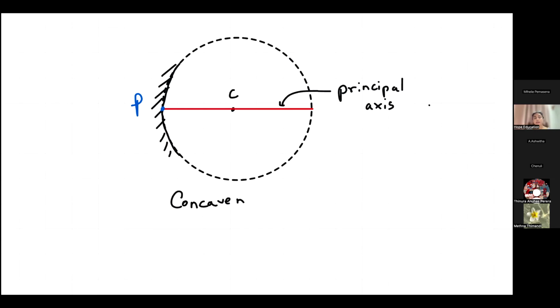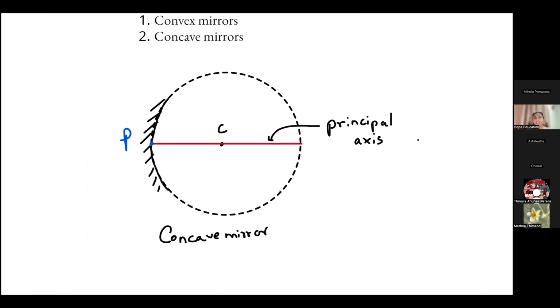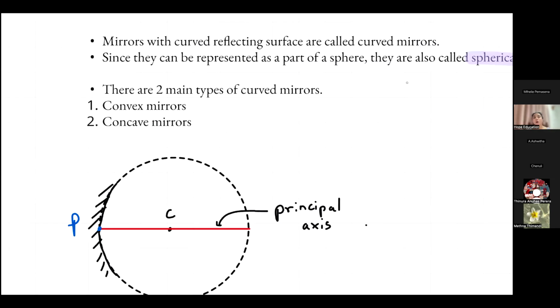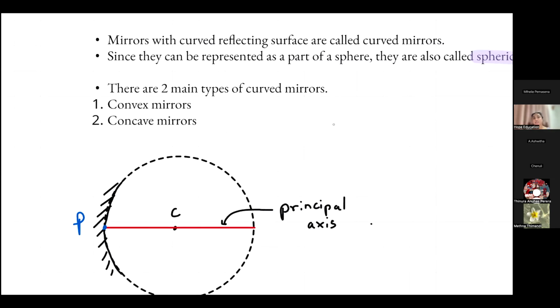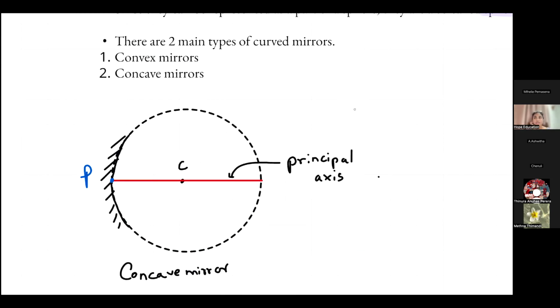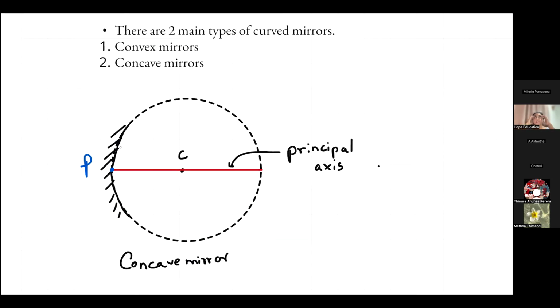Since a concave mirror can be imagined as a part of a sphere, we call it a spherical mirror. And also it has a curved reflecting surface, so we call it a curved mirror. So this is a curved mirror and also we call it a spherical mirror. Again, let me tell you, we are imagining a glass sphere, just imagining, it's hypothetical. ඇත්තටම හැම concave mirror එකක්ම glass sphere එකක් නැහැ, we're just imagining.